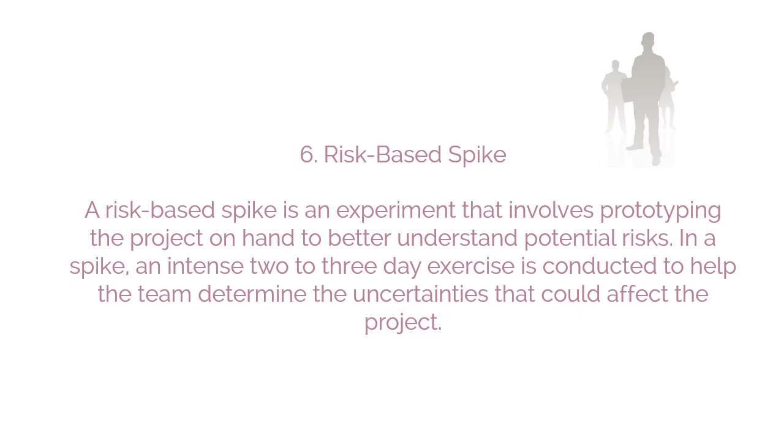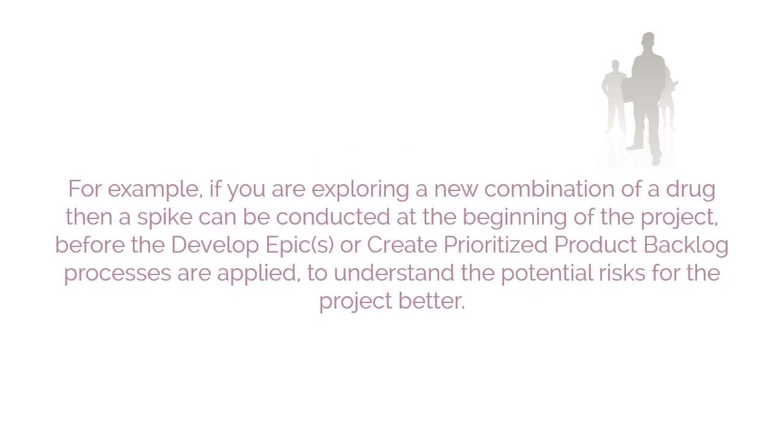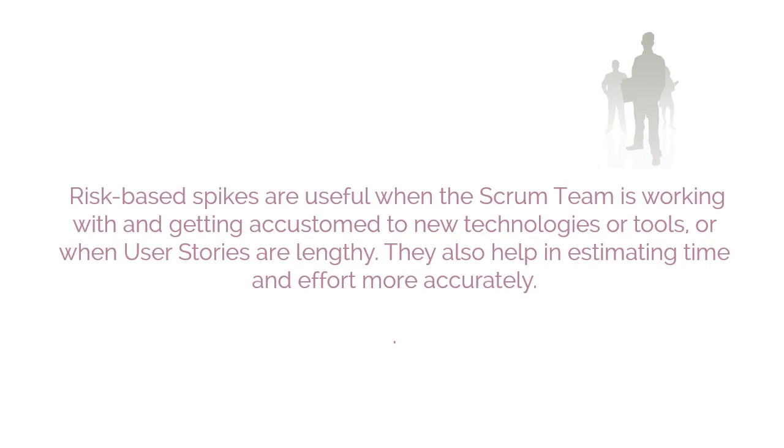6. Risk-based spike. A risk-based spike is an experiment that involves prototyping the project on hand to better understand potential risks. In a spike, an intense 2 to 3 day exercise is conducted to help the team determine the uncertainties that could affect the project. For example, if you're exploring a new combination of a drug, then a spike can be conducted at the beginning of the project, before the develop epics or create prioritized product backlog processes are applied to understand the potential risks for the project better.